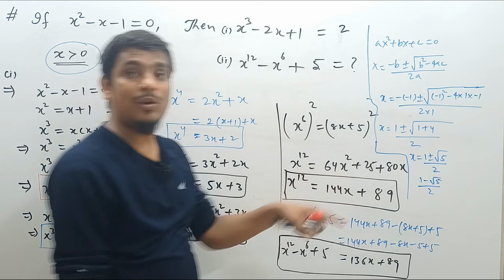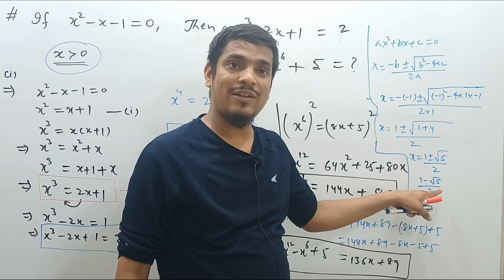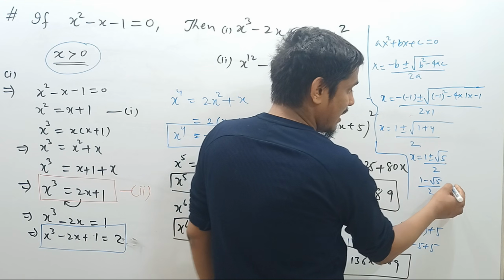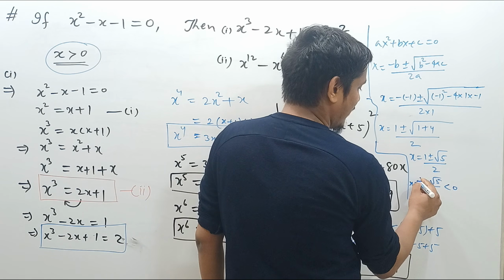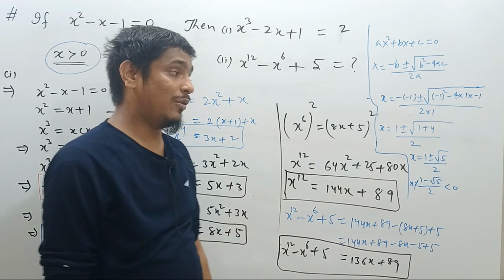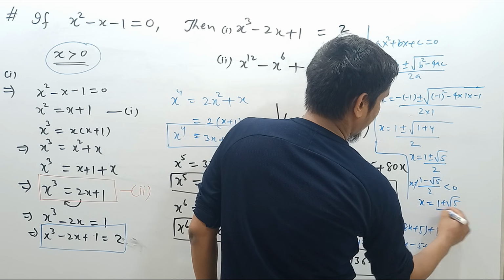So root 5 is what? Bigger than root 4. Root 4 value is 2. So 1 minus 2 is negative. So 1 minus root 5 is also negative. So this number is negative. So we should not take the value of x to be equal to 1 minus root 5 by 2. So what value we need to take? We need to take x is equal to 1 plus root 5 by 2.